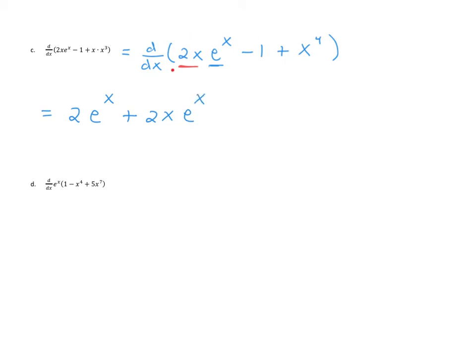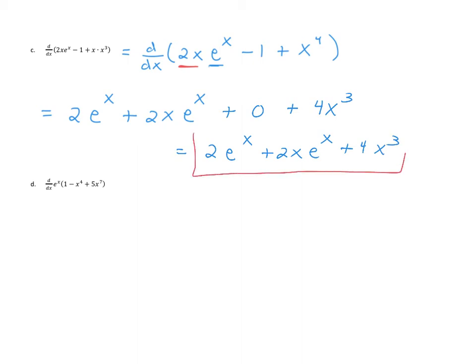I took the derivative of this first part. I now move on to this minus 1. Minus 1 has a derivative of 0. The last part is taking the derivative of x to the fourth. That is 4x cubed. So as a final answer, I put 2 e to the x plus 2x times e to the x plus 4x cubed. This is the derivative of the original function.